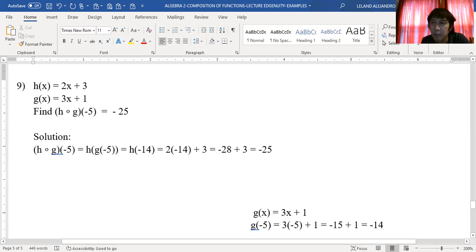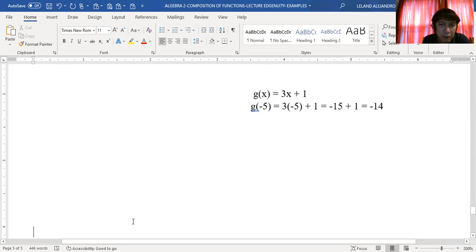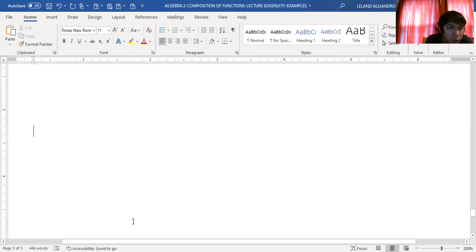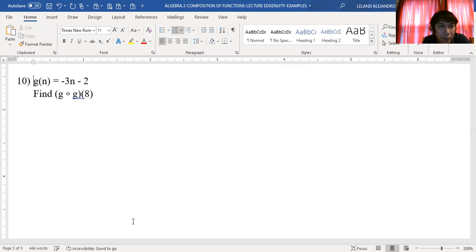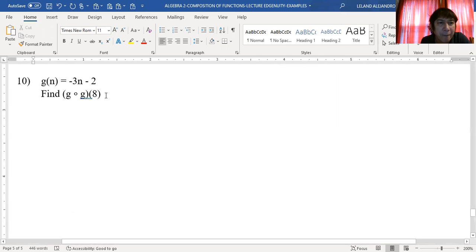And for our last number, let's have number 10. I believe number 10 is down here. So can we just recall it up? We have here a G function. We're asked to get G of G. This time it's input to itself. So we shall start with the solution with the equivalent notation that we have.